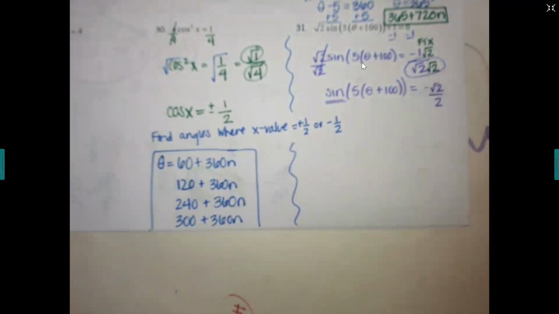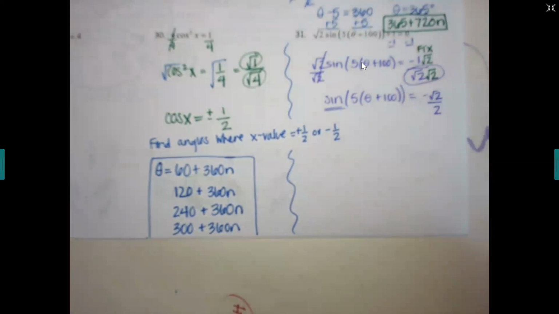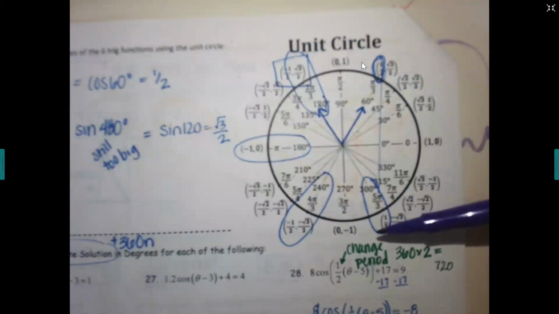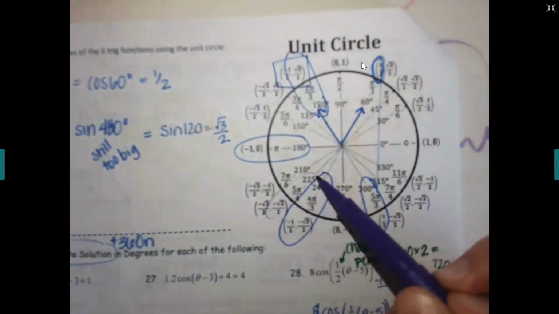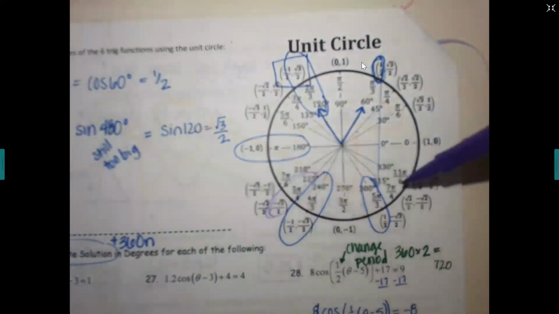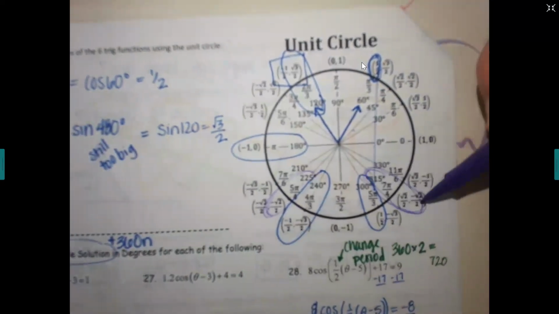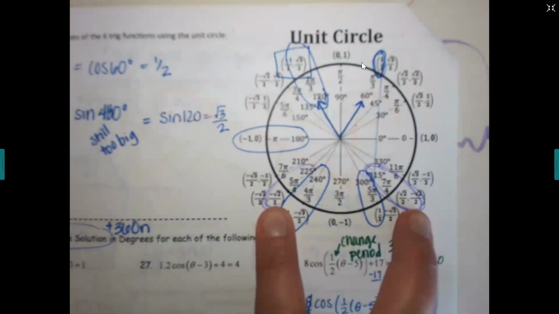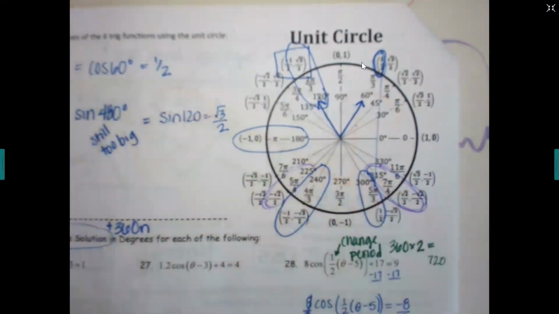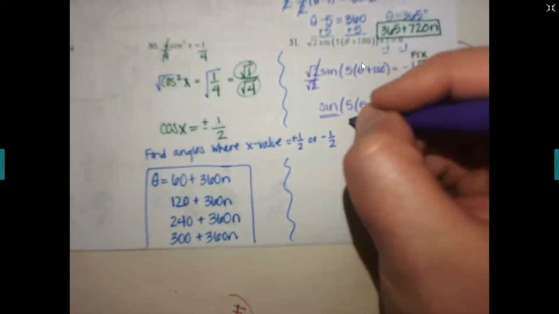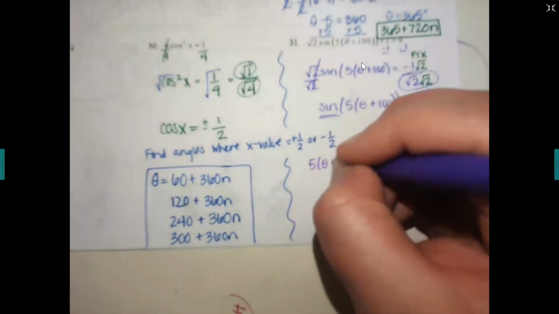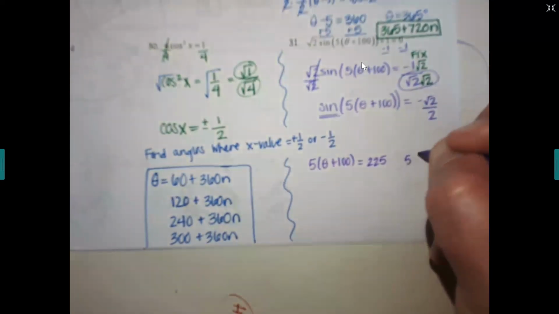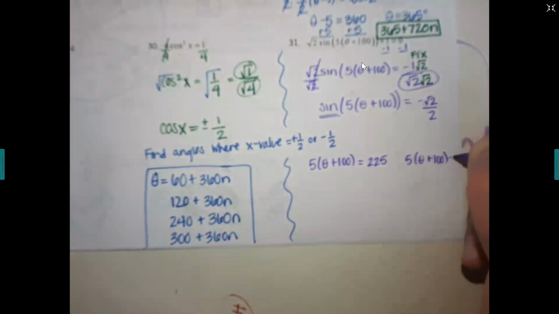So let's peek up at the circle. We want y values to be -√2/2. So my y values are going to be negative in the bottom half of the circle. I have a -√2/2 here at 225. I have another -√2/2 here at 315. Okay, but remember, I'm looking at those y values because this is a sine question. Okay, so it's 225 and 315. So I keep the middle. 5 theta plus 100 equals 225, and then 5 theta plus 100 equals 315.